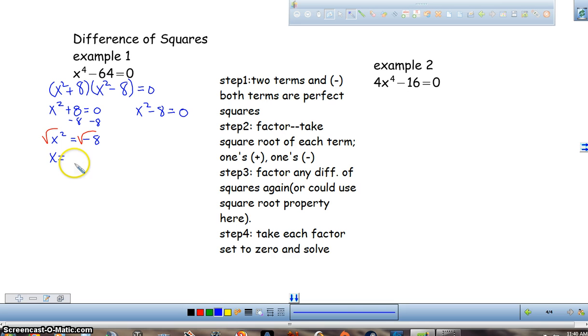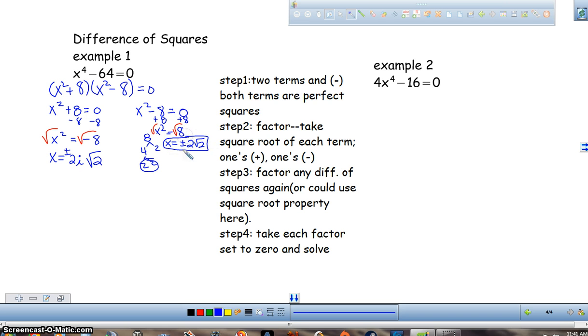And we have a negative, so we know we're going to have an i. 8 is not perfect, so I'm going to break it down. So we're going to have plus or minus 2i radical 2. And then on this one, I'm going to add 8. So x squared equals 8. Take the square root of both sides. x would equal plus or minus 2 radical 2.